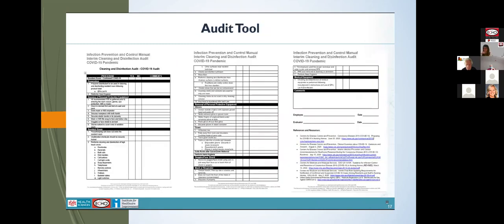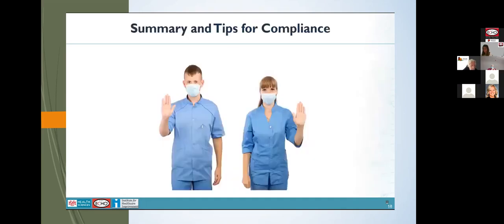Here's an example of a cleaning and disinfecting audit tool that can be used as part of your facility process surveillance in order for you to be able to identify staff compliance with guidance and facility policy and procedure. So in summary, environment can play a key role in the prevention of the spread of infection, including COVID-19. Therefore, having a solid program will be instrumental for success.